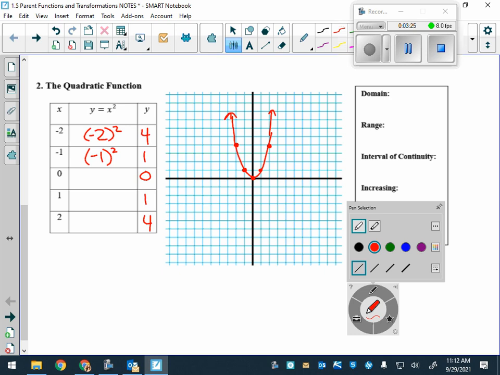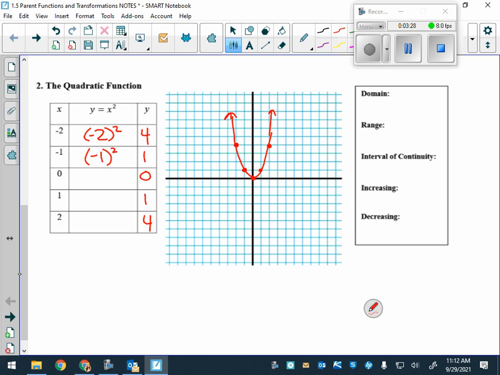What is the domain of this? Grace? Good. What is our range? John? Good. Now, intervals of continuity. What would it be? Yeah, you. Good. Because again, if I take my marker, I'm not taking it off the graph, okay?